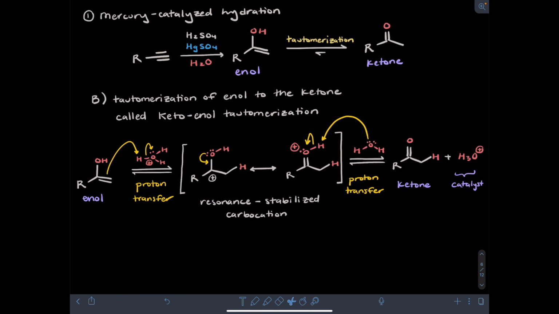This would form the ketone product of the tautomerization step, and the proton transfer involving water formed H3O+, the conjugate acid. It's good that I've reformed this in the final step of the mechanism because I said earlier that it serves as a catalyst for this reaction.